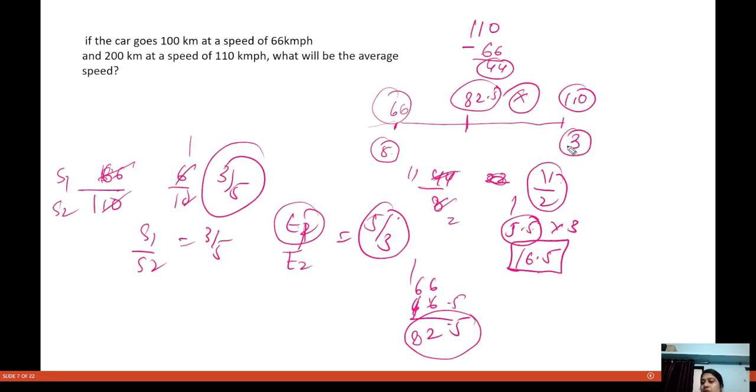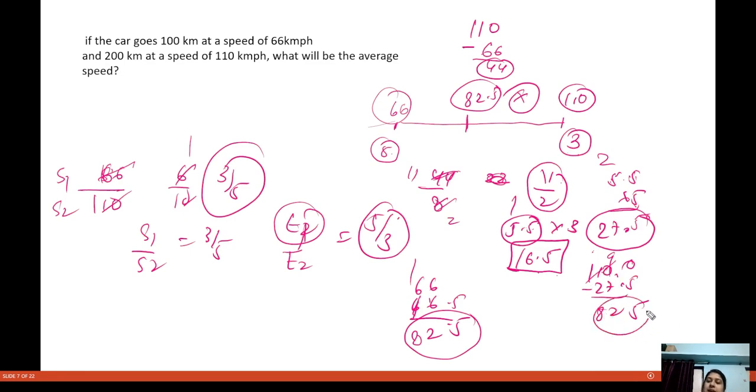See, you could have got 82.5 by just adding this 16.5 here. Or you can do 5.5 into 5, which is 27.5, and subtract it from 110, so you will get 82.5. So the answer is not wrong because of a calculation mistake. There is no problem like that.